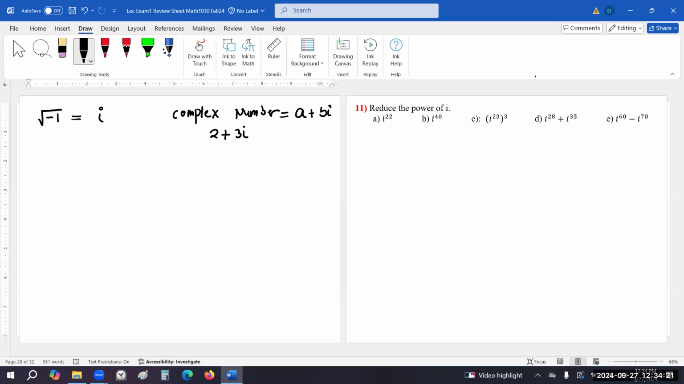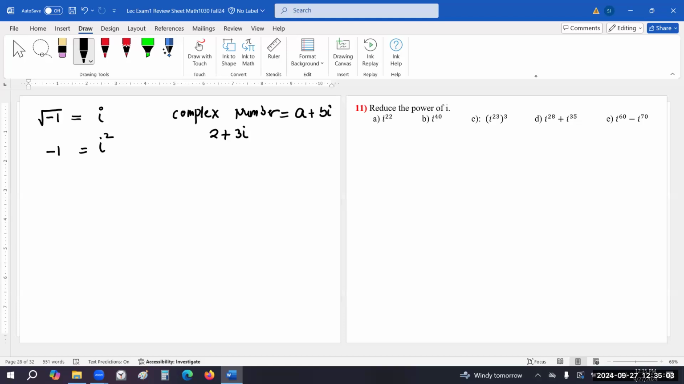And we also know if you have i squared, what is i squared? -1. So you see, when we have square root of -1, it's i, but when we have i to the second power, it's not imaginary anymore. It's the real number -1. So anytime we have i with more than 1 power, we don't want that. Because sometimes i with more than 1 power gives us a real number back. Sometimes it gives us just i back. So anytime we have i with any power that is more than 1, we must reduce the power.